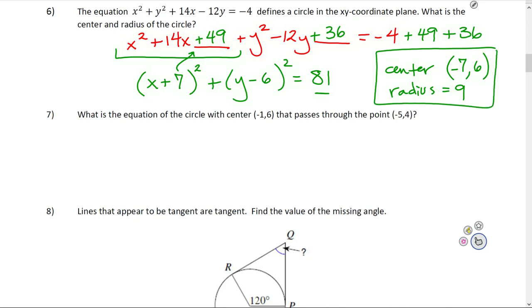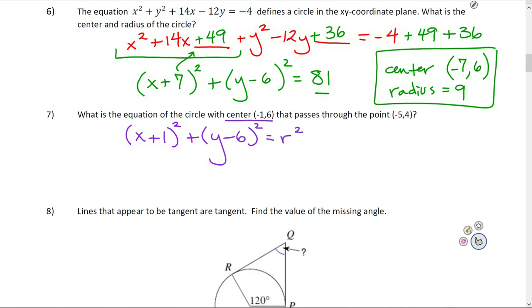What is the equation of the circle with center (-1, 6) that passes through the point (-5, 4)? Well, let's start with a center of (-1, 6). Again, there's a switching of the signs that happens with the center of a circle, so I get x plus 1 squared plus y minus 6 squared is equal to r squared.